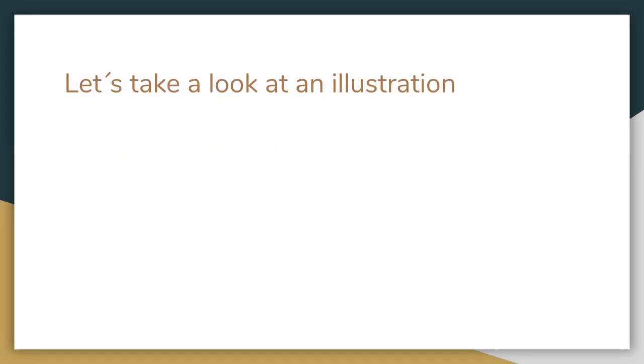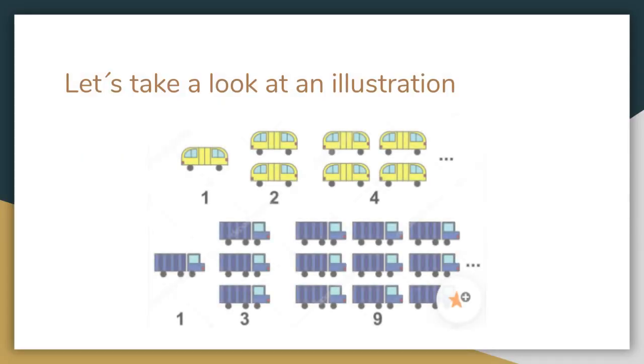So let's first take a look at an illustration. We have one trailer the first time, two trailers the second time, and four trailers the third time. If we were to do an arithmetic sequence, we would figure out what is happening. 1 plus what gives us 2? 1 plus 1 would give us 2. And then we would test it: 2 plus 1 would give us 3, not 4. So it is not an arithmetic sequence.